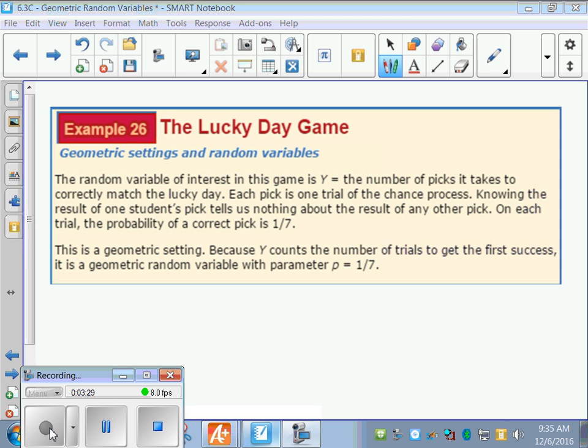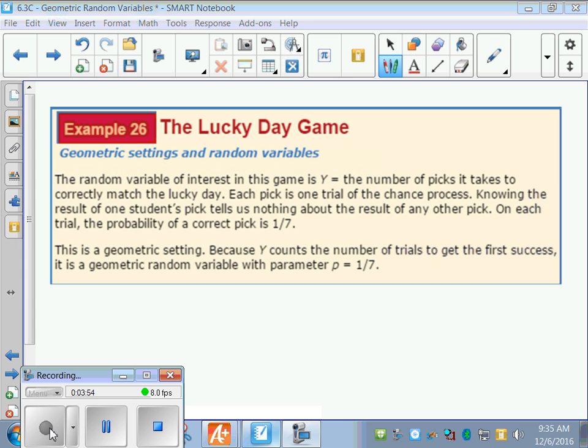Okay, here we go. Geometric settings and random variables. So the random variable of interest in this game we're going to define as Y, the number of picks it takes to correctly match the lucky day. Each pick is one trial of the chance process. Knowing the result of one student's pick tells us nothing about the result of another pick. On each trial, the probability of a correct pick is 1 out of 7. This is the geometric setting.